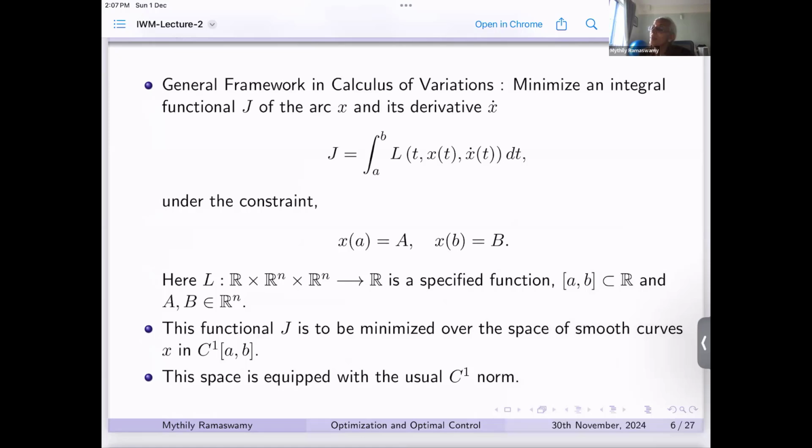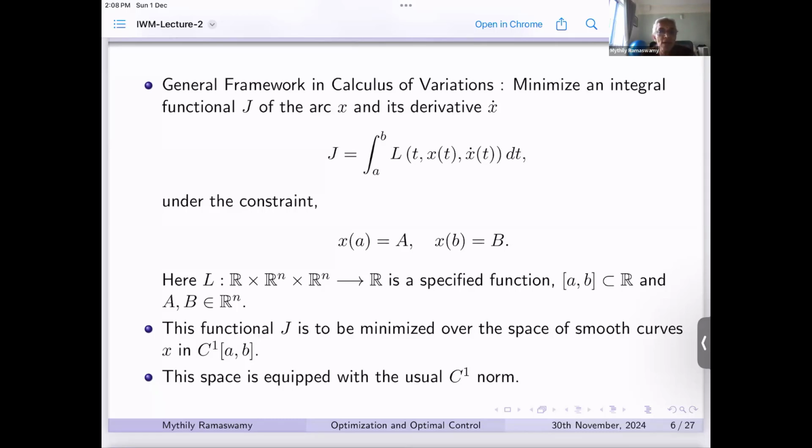Yeah, so the general framework will be J, which is the cost function, which is to be minimized or maximized, and that is integrated from a to b, and it depends on 3 arguments: t, the running variable; x of t, where x is the curve, a smooth curve, we will take it to be C1, C2, whatever; and x dot of t, the derivative of that curve. So L depends on these 3 arguments, and you integrate it out, it gives you a number.